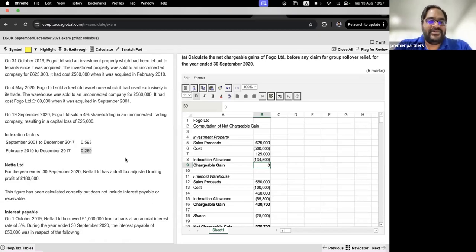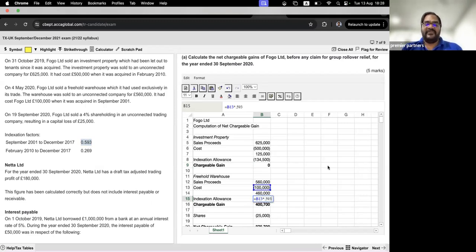It's a freehold warehouse used exclusively for trade. Sold for £560,000. 100,000 is the cost, purchased in 2001. Same procedure. Take the sales proceeds, minus the cost, apply the indexation allowance. So in this case, the indexation factor would be 0.593.